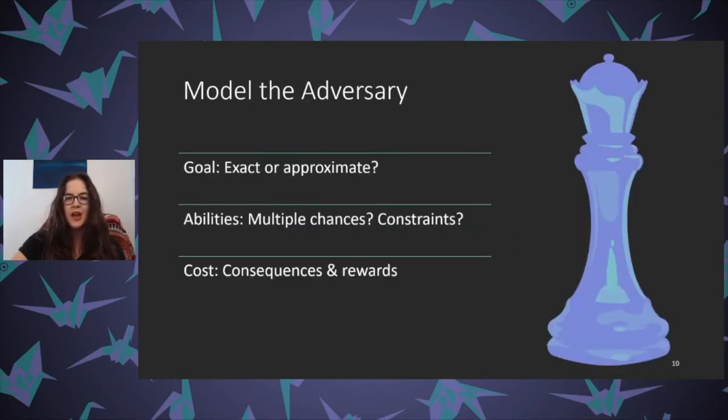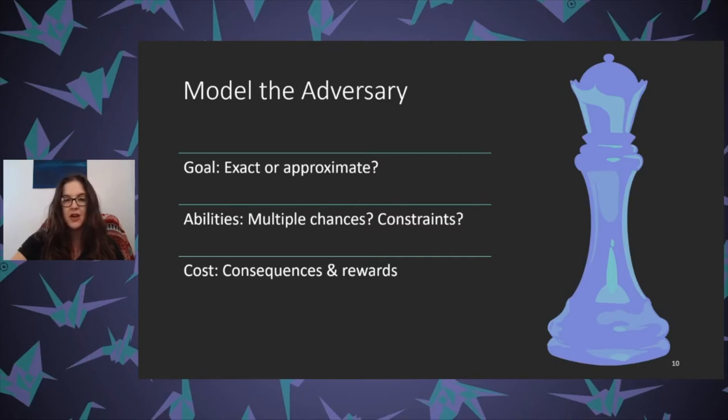Okay, so I won't go into a lot of detail on this today, but QIF does integrate adversarial goals and constraints, which allow us to mathematically formalize threat modeling. So some questions that we can model with QIF are, what are an adversary's goals? Do they want to know the secret exactly, or are they satisfied with knowing it approximately? What are an adversary's abilities and constraints? Do they have multiple chances? What are their limitations? What's the cost to an adversary? Will they be penalized for guessing wrong? Do they win more if they guess about a particular secret, like Jeff Bezos' account number?